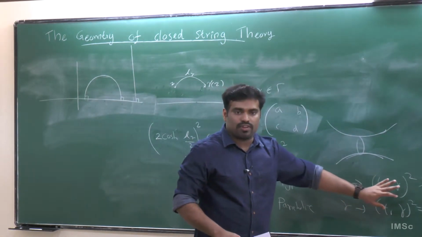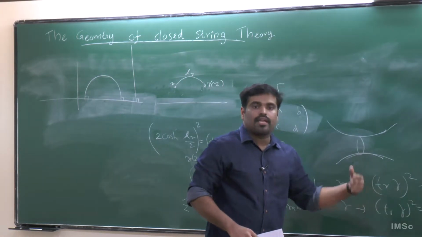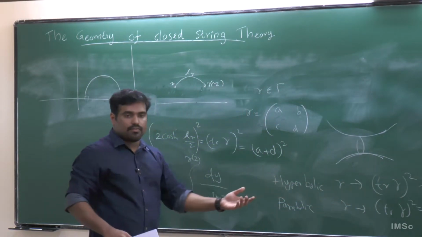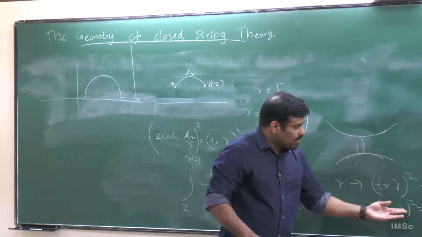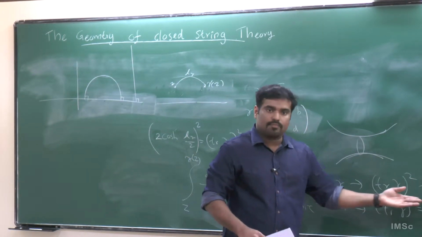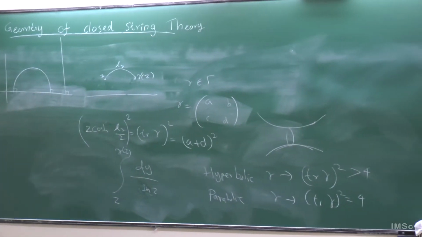So you have two kinds of elements. Those that have trace squared greater than 4 represent a simple closed geodesic on the Riemann surface. If they have trace gamma whole squared equal to 4, then that represents a puncture. Do you understand why the geodesic is closed?